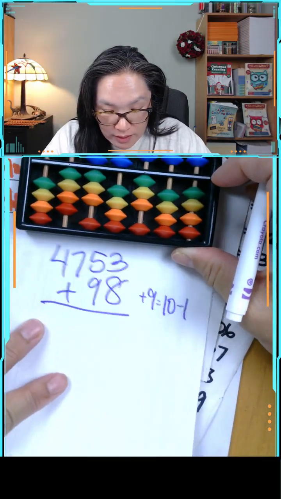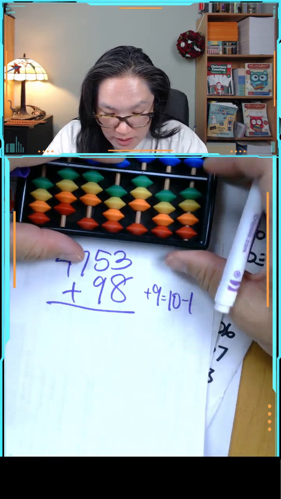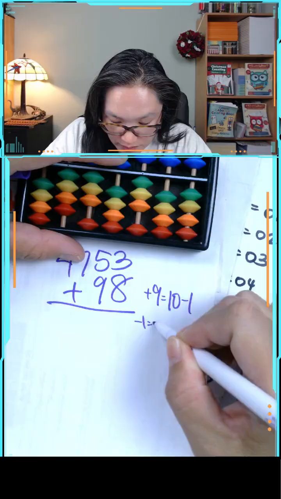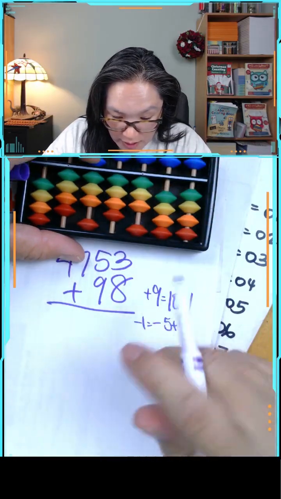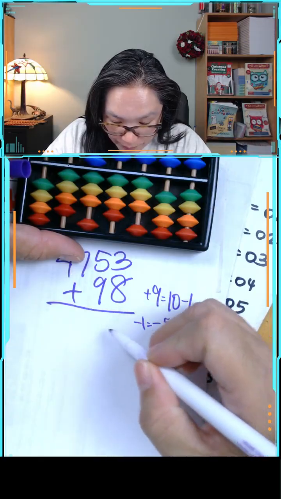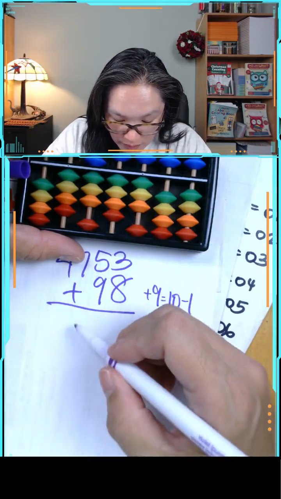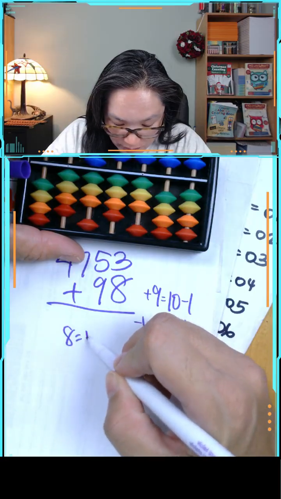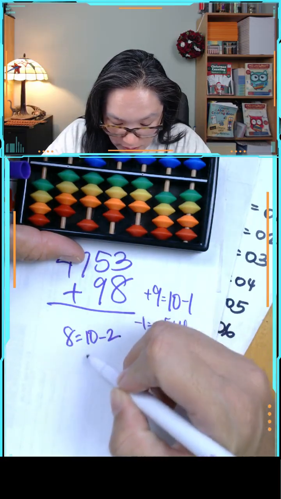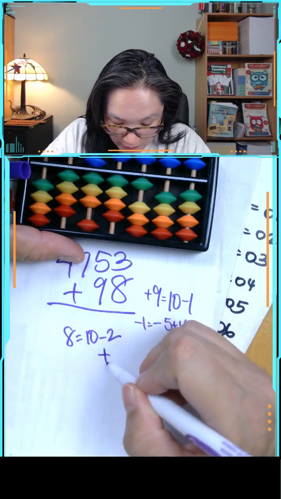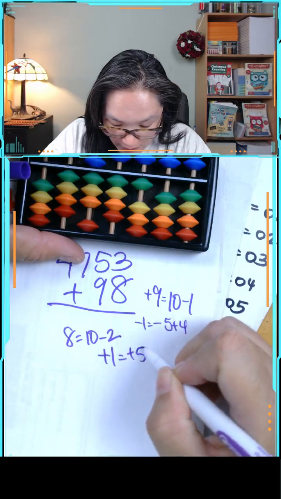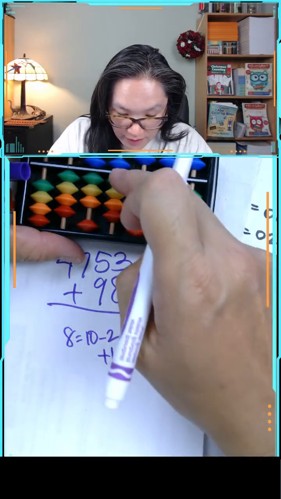Cannot take away the 1. What do we do? Minus the 1 is equal to minus the 5 plus the 4. And then we want to plus the 8. Cannot add the 8 here. What do we do? Plus 8 is equal to plus the 10 minus the 2. Cannot plus the 10 here. We have to plus the 1, which is equal to plus the 5 minus the 4.